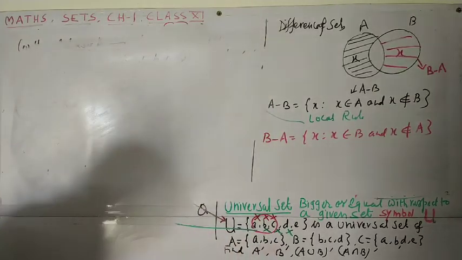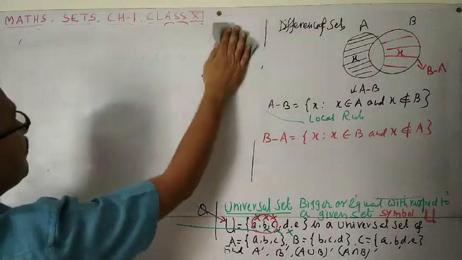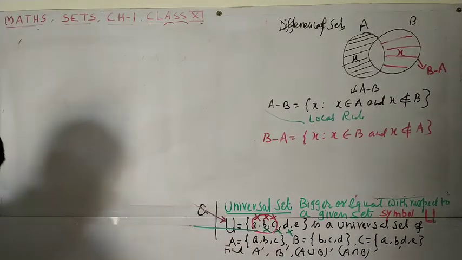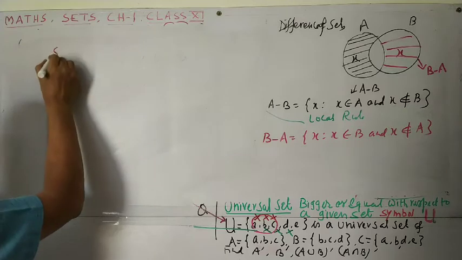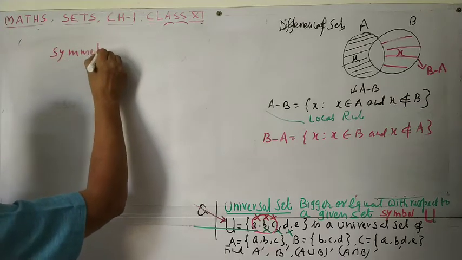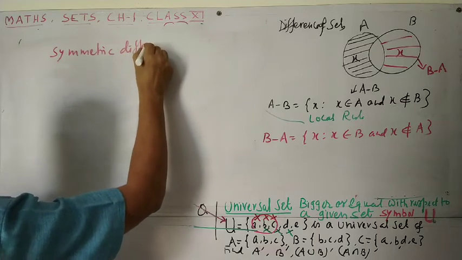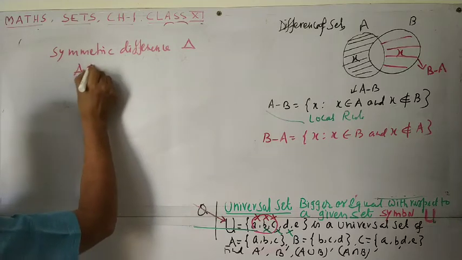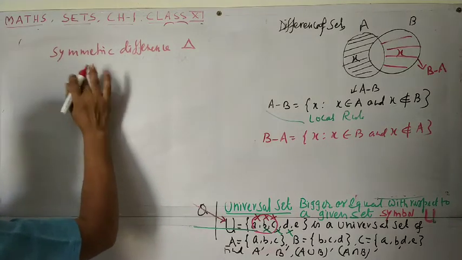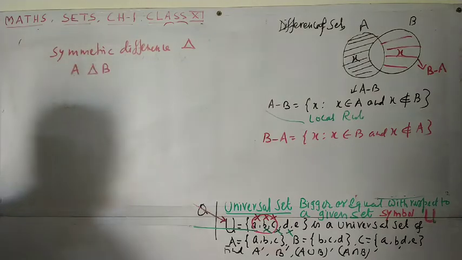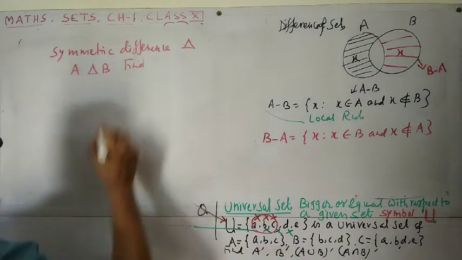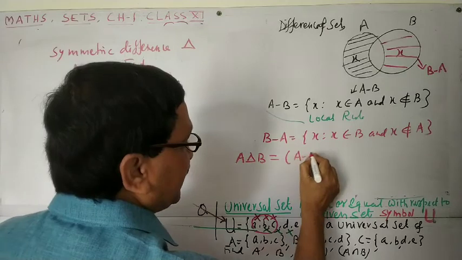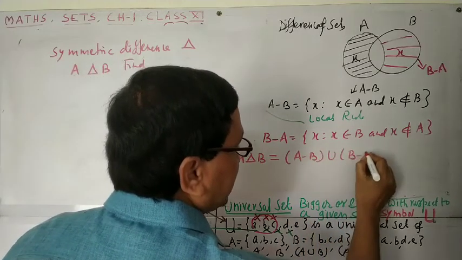So just see one more term, very important and urgent, before going ahead. The term is symmetric difference. What is the symmetric difference? This is very urgent. This is the symbol of symmetric difference. A symmetric difference B. How is it obtained? So the symmetric difference A symmetric difference B is written as A minus B union B minus A.